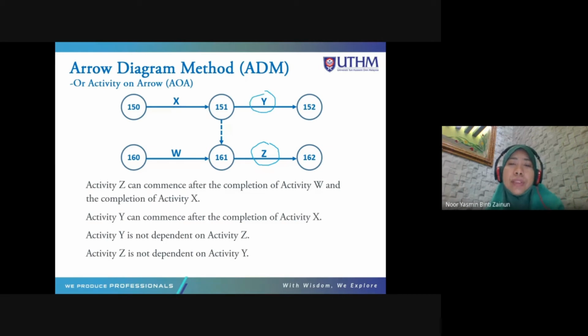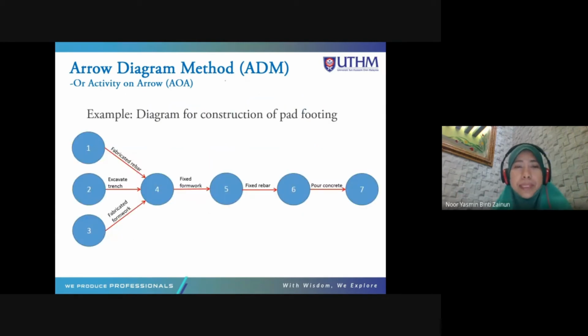No arrows that connect for both activities. Tak ada connection pun. Tak sambung pun arrow dia dekat node ni. For example here, the activity is on arrow. Look at here. This is showing the activity on fabricated rebar. This is showing the activity on excavated trench, and this is the activity on fabricated formwork. Means that here you have three activities that run parallel at your site.